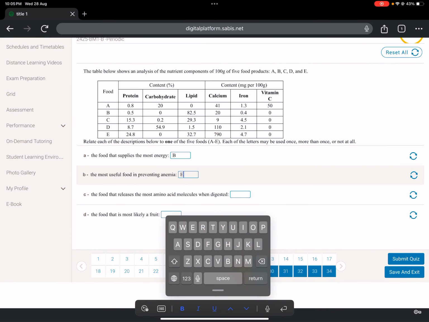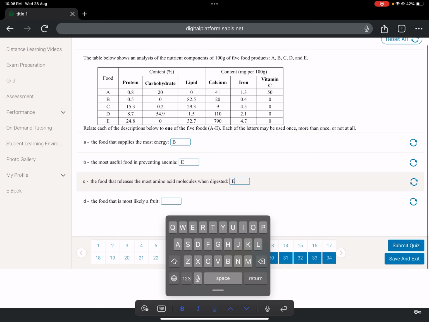The food that releases the most amino acid molecules when digested. So amino acids are the building blocks of what? Amino acids are the building blocks of proteins. So we're going to check which food has the highest percentage of protein. If we look at the table, we're going to find it's going to be E, which is 24.8.